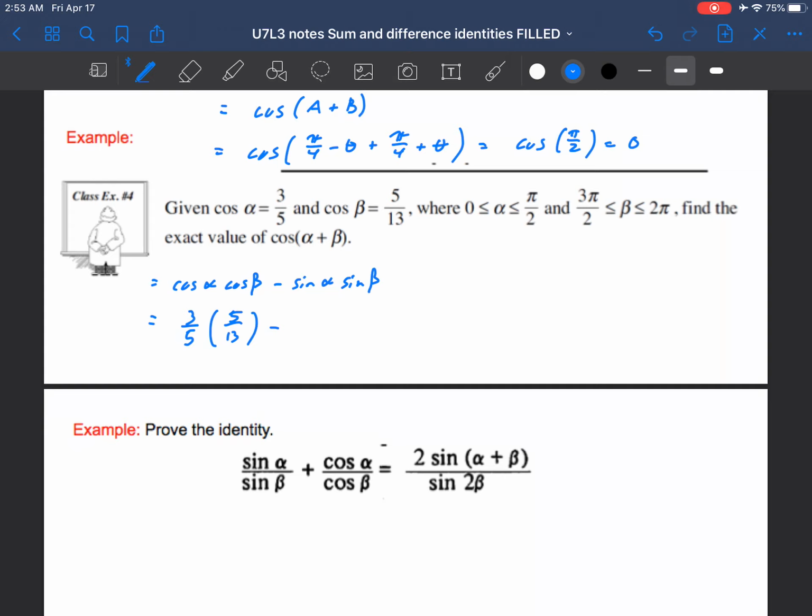So alpha is in quadrant 1, so I'm going to draw a triangle here. This represents alpha. And the cosine of alpha is 3/5, so adjacent over hypotenuse. That means this is 4 from the Pythagorean theorem, and we know it's a positive 4 because of this, right? Negative 4 would also work, it would still make these two sides 3 and 5, but that wouldn't satisfy this condition. All right, so now I know the sine alpha is 4/5.